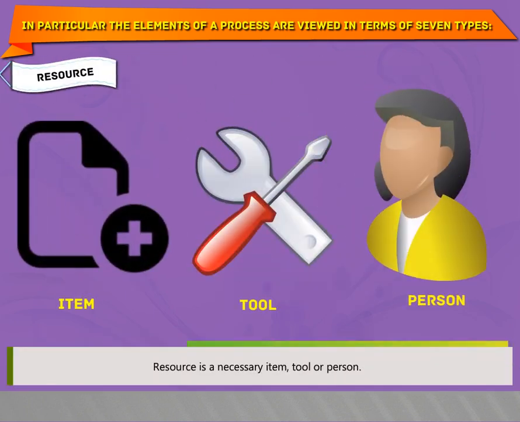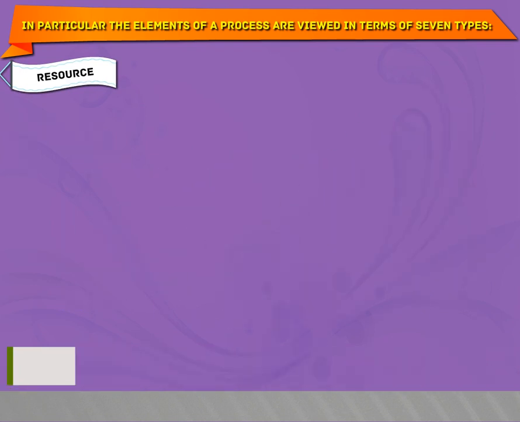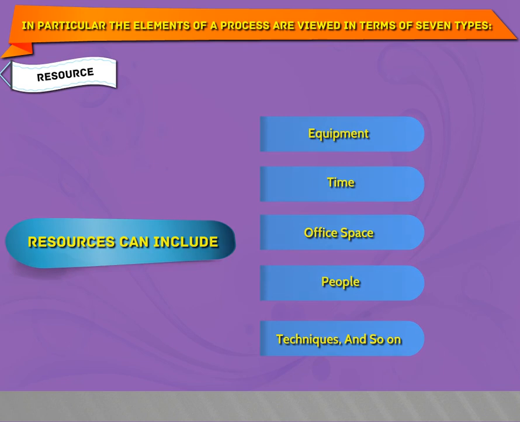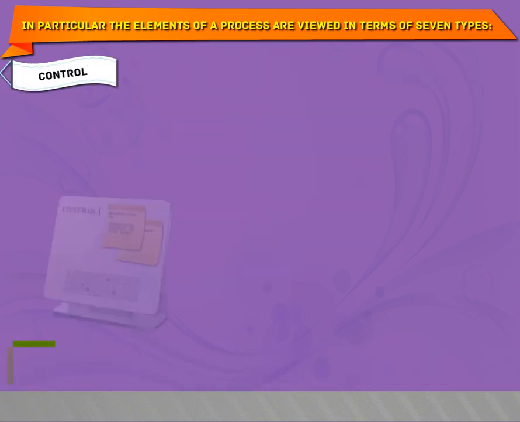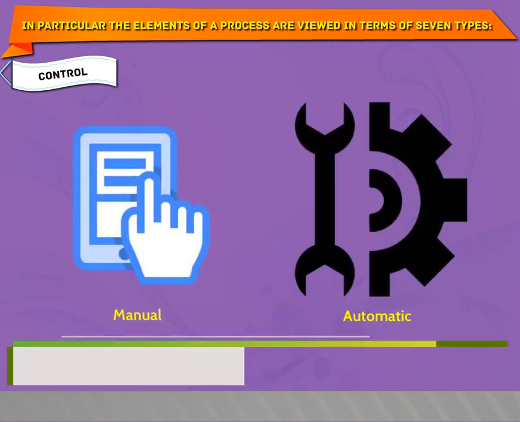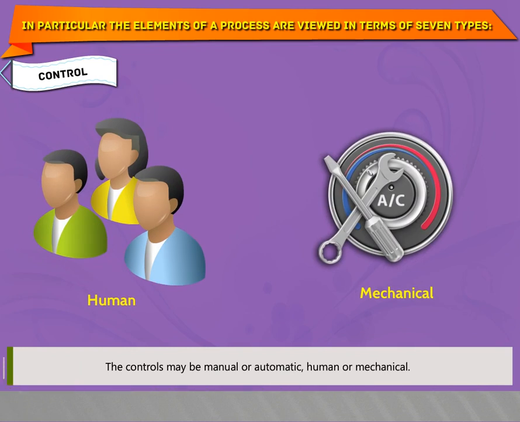Resource. Resource is a necessary item, tool, or person. Resources can include equipment, time, office space, people, techniques, and so on. The process model identifies how much of each resource is needed for each activity. Control. Control is an external influence over process enactment. The controls may be manual or automatic, human or mechanical.